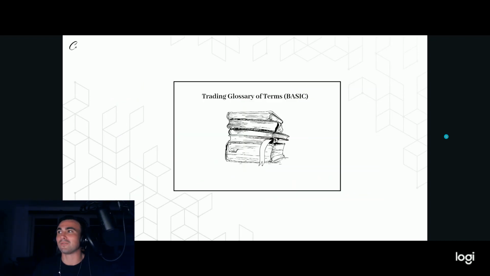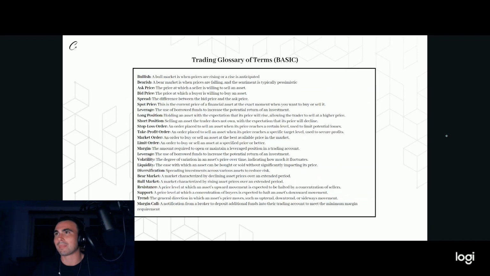Trading Glossary of Terms, Basic. I will cover all these for the sake of it. It's important to understand what they mean or what they infer. Bullish. A bull market is when prices are rising or a rise is anticipated. Now, bull markets are associated with a bull because bulls, when they charge, swipe with their horns up. As for bearish, a bear market is when prices are falling and the sentiment is typically pessimistic. So bears, when they attack, swipe with their paws down.